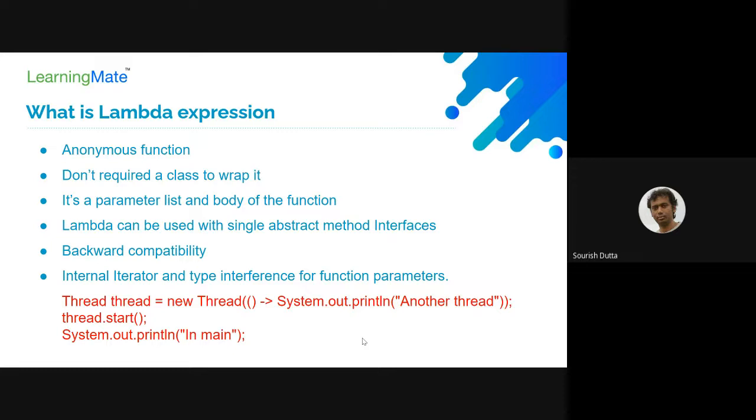Now the Lambda function only represents two things. One is the parameter list, and one is the body of the function. They are anonymous, so there is no name, and the return type is inferred from the body of the expression that the Lambda function consists of. Yes, it is correct. We can say Lambda functions represent single abstract method interfaces, or they are a representation of a functional interface.